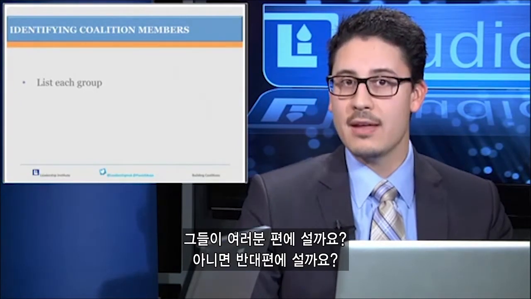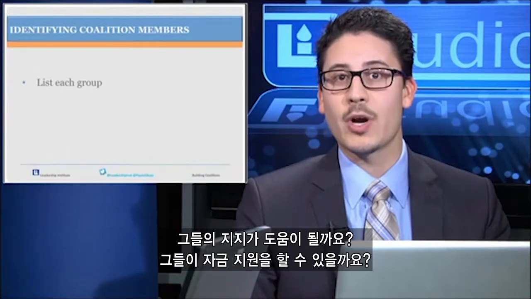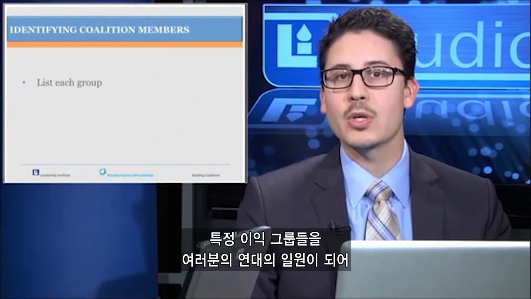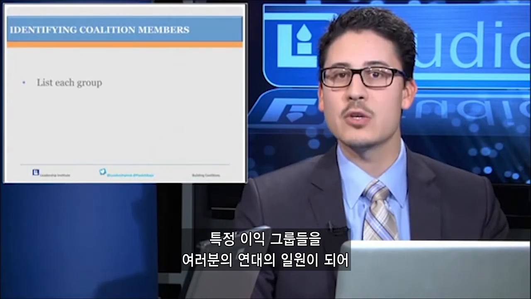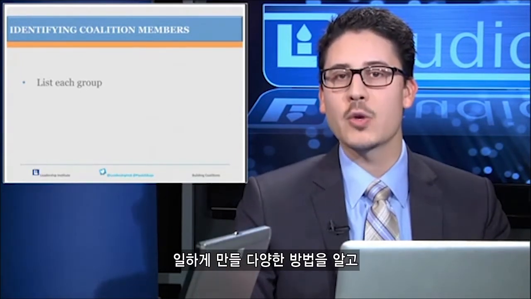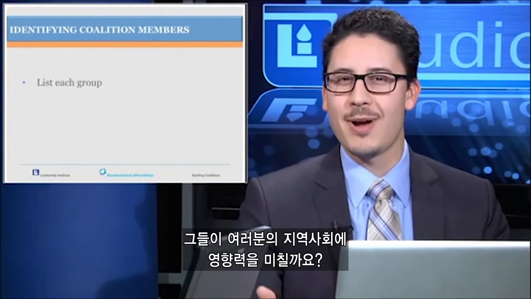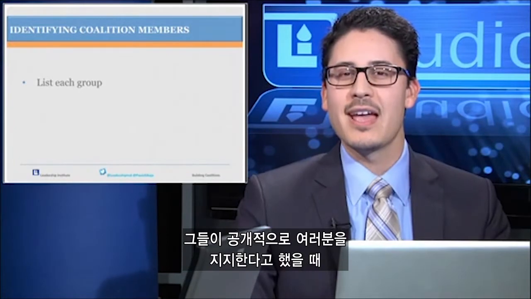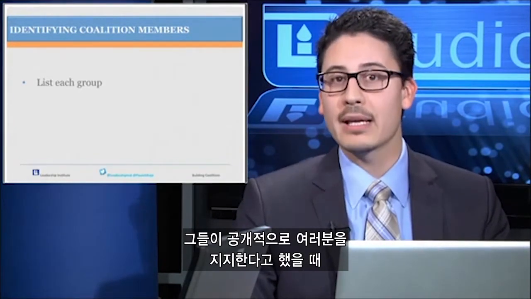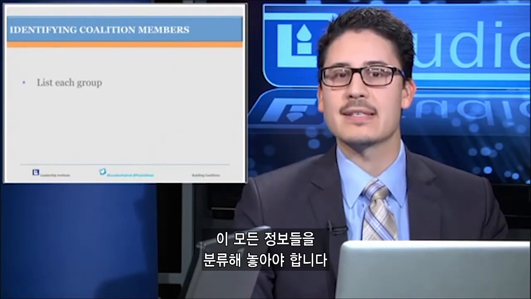Could they be with you? Could they be against you? Would they be good for an endorsement, or perhaps for you to fundraise from this particular group? You want to keep in mind the different ways that you can put that particular interest group to work in your coalition, and you may want to also add different ways to rate them. Are they influential in your community? Are they potentially harmful if they were to come out in public in support of you? You want to make sure that you categorize this information.